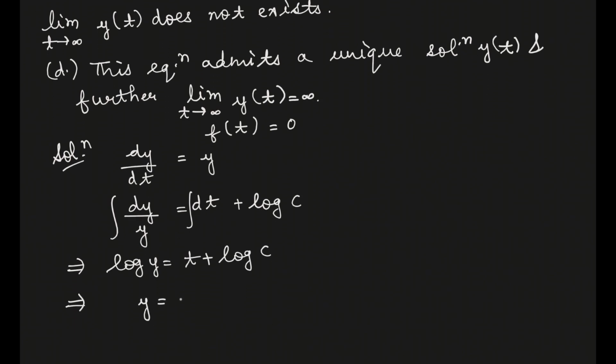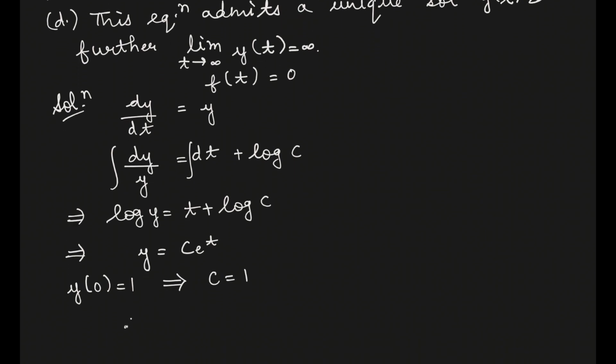So it becomes... The condition now is y at 0 equal to 1. Y equal to c e to the power x. So if x is 0, then y is 1, then c is 1 again. So that becomes y equal to e to the power x.